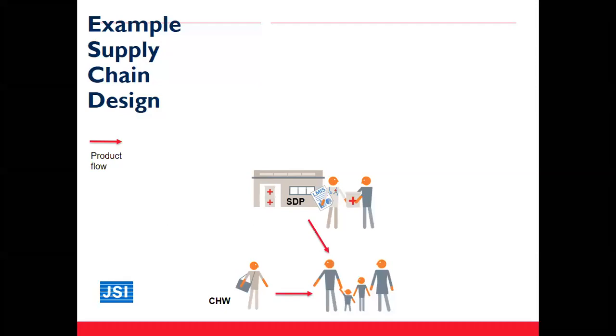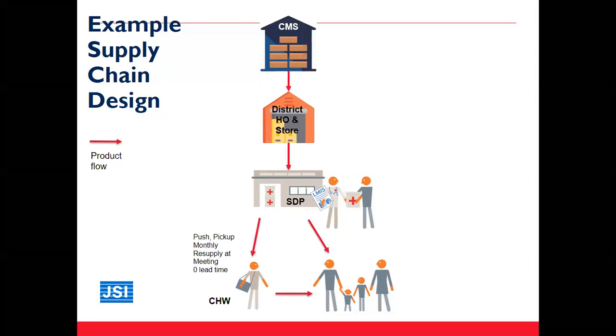During the design workshop, it is decided that the community health worker would get their supplies while attending monthly meetings at the health facility, and service delivery points get their commodities from the district. And then in turn, the district gets its commodities from the central medical stores. So there is the pipeline that is determined in the design workshop.